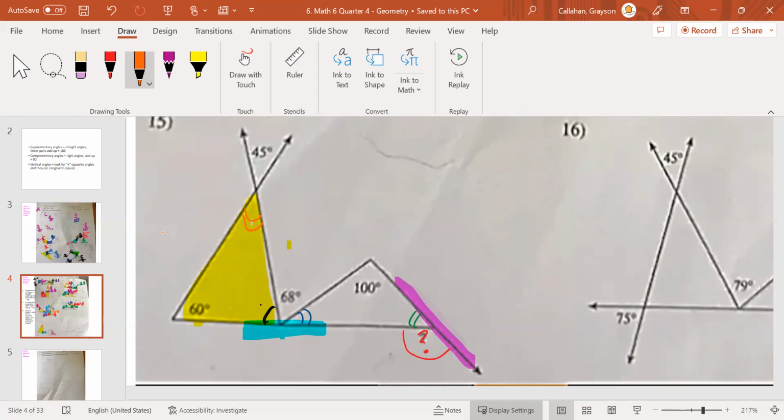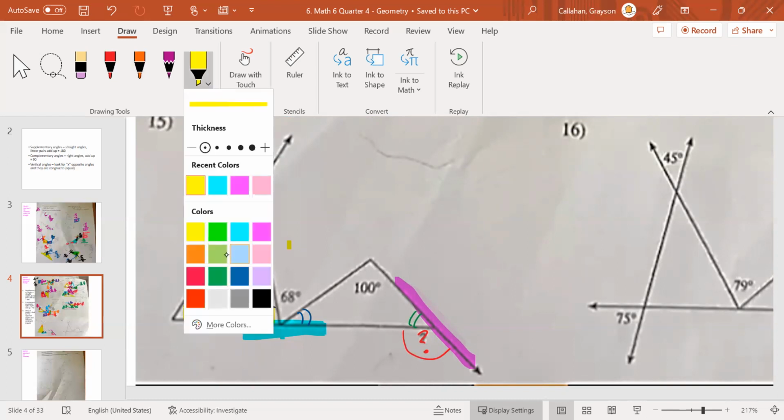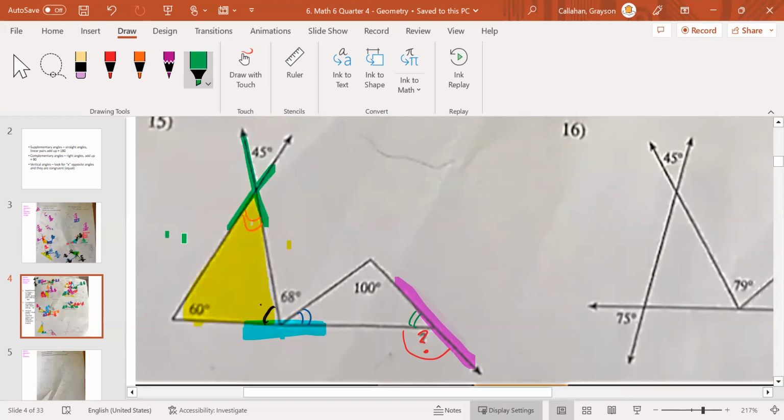Do you see an X there somewhere? Okay. Do you see the X right here? So they're called vertical angles, right? What do I know about vertical angles? They're equal. So then what is that orange angle? There you go. This angle is 45.